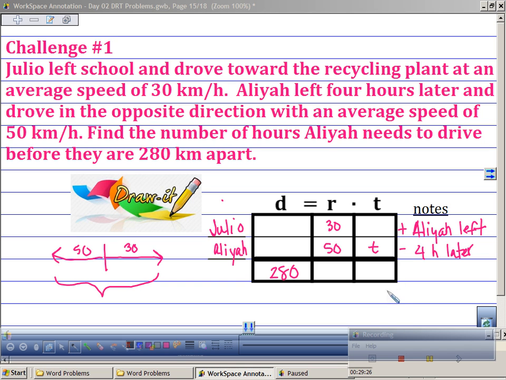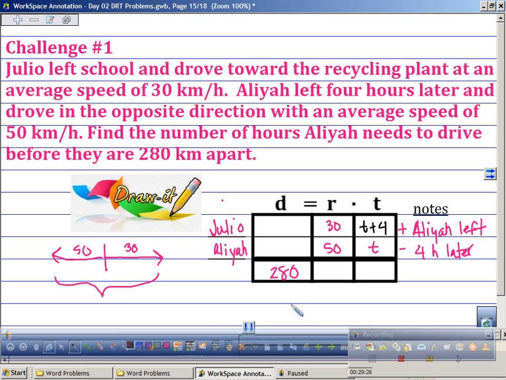Who drove longer? Julio. By how much? 4 hours. So what would I write? T plus 4. Make sense? Julio drove longer by 4 hours. So whatever it was, we don't know how long Aliyah was driving, but she was driving for a certain amount of time. Add 4 to that, and that's how long Julio drove.